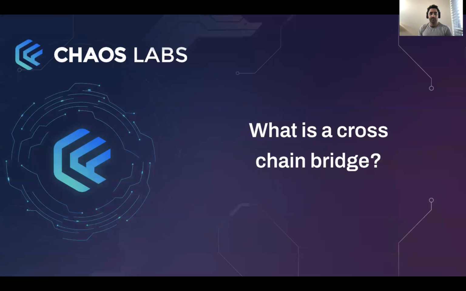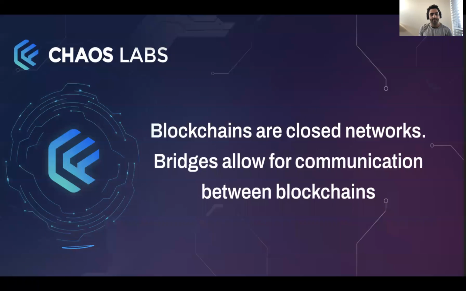Now for our talk. Before we talk about modeling risk, let's understand what a cross-chain bridge actually is. So blockchains inherently are closed networks. So for example, the Bitcoin blockchain doesn't know about Ethereum, and Ethereum certainly doesn't know about Bitcoin. So bridges allow us to communicate between different blockchains, and this opens a whole world of opportunity.